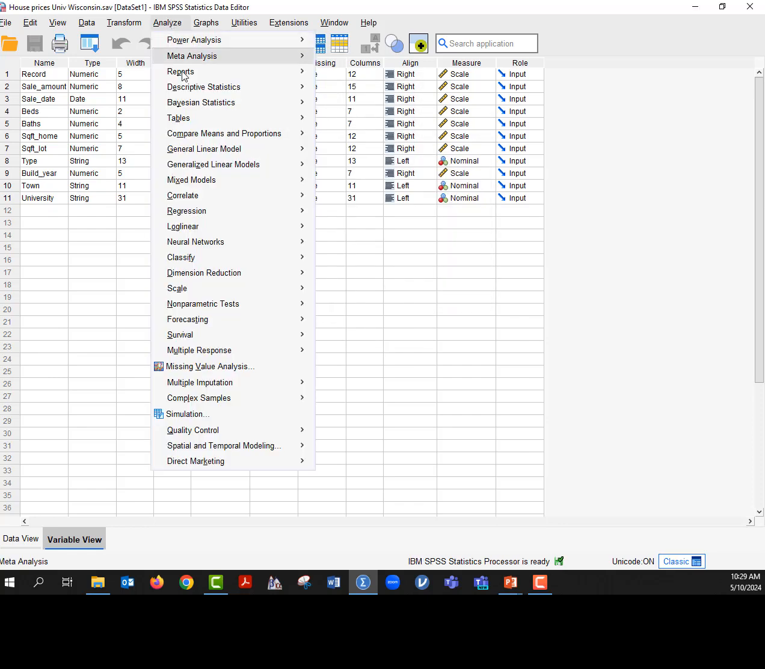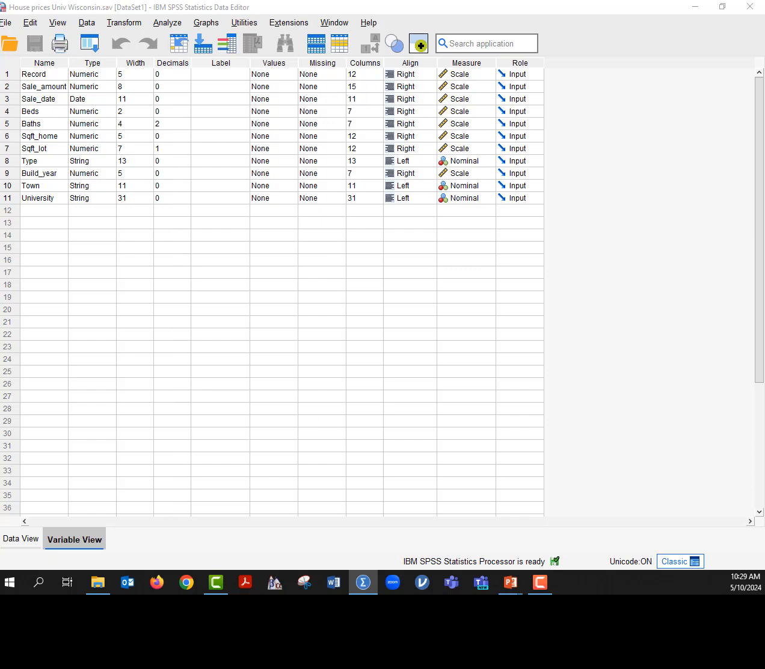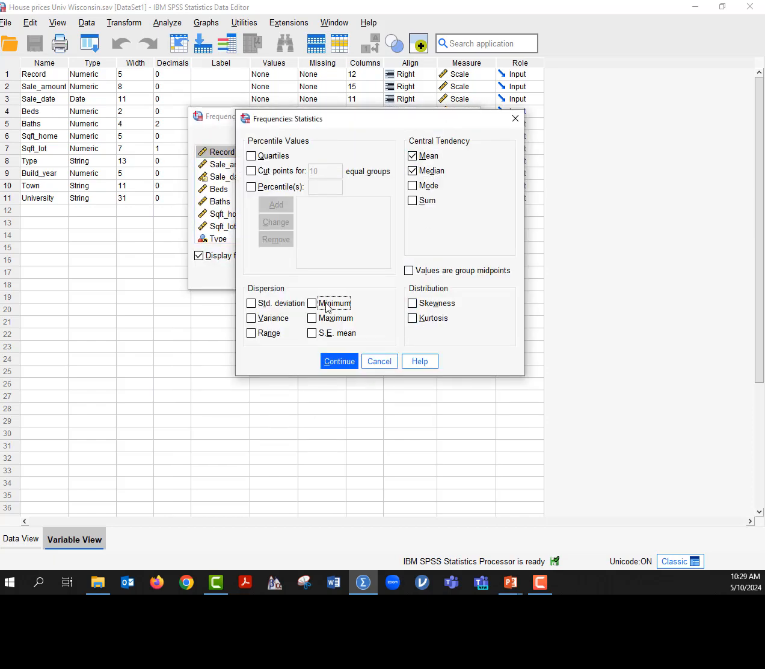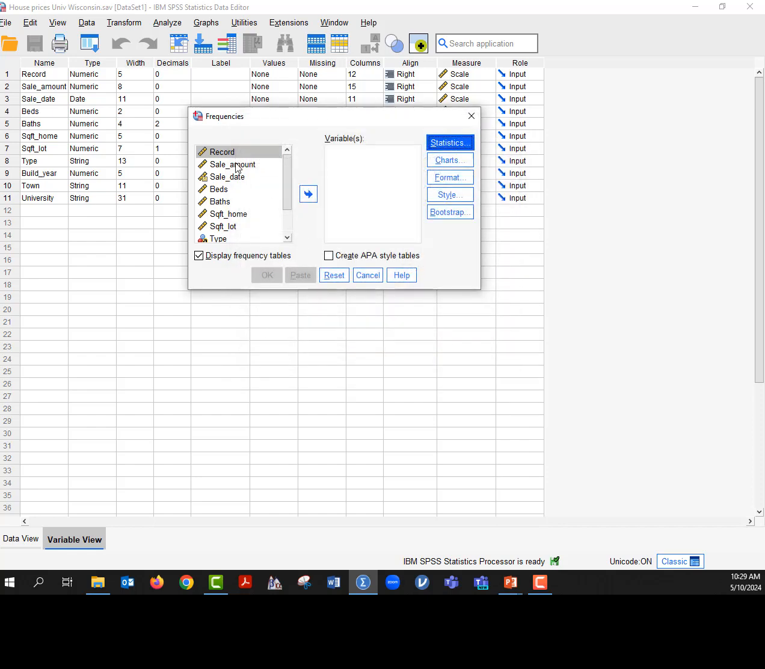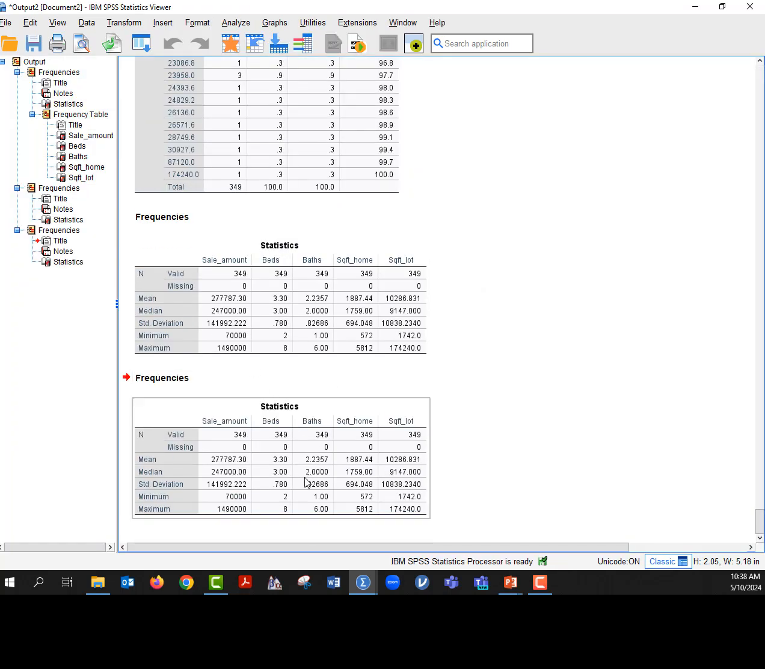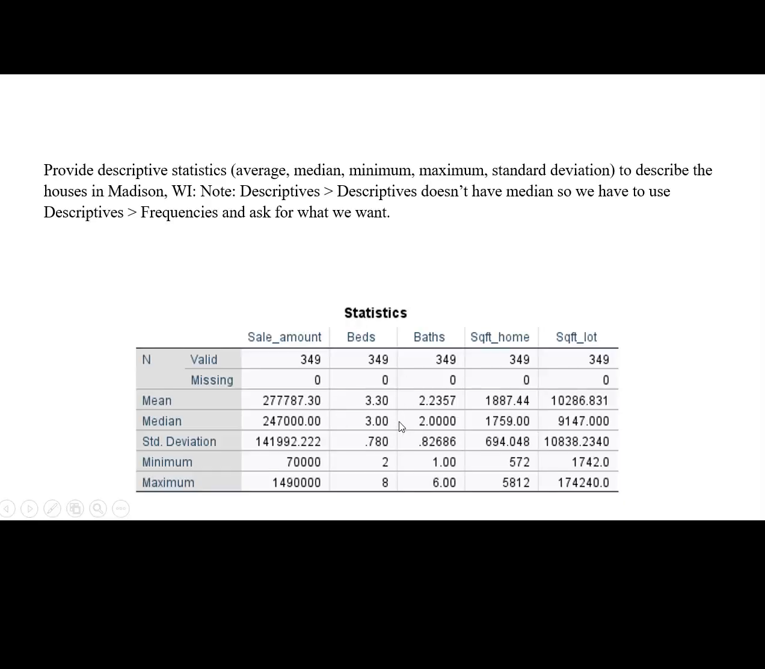Go back to Analyze, go to Descriptives, and go to Frequencies. And you can see that I have mean, median, come down here, minimum, maximum, standard deviation. Continue. I'm going to bring over sale amount, beds, shift, and get the rest of these. Okay, so I've got them all over, and I'm going to uncheck display frequency tables, or I'll get very long tables, and say OK. And you can see I've done it already. Here are the descriptive statistics, and you can see I've put them in here.